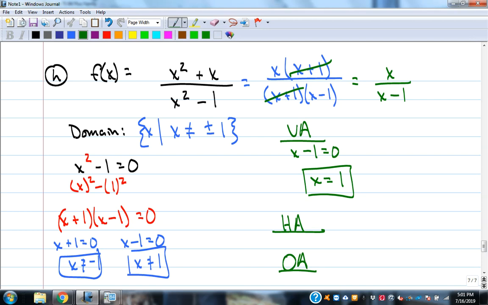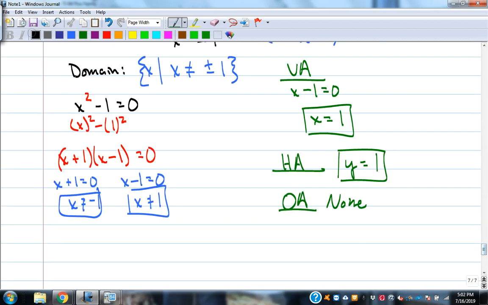So this one, the degrees are the same. There's no way that there's an oblique. It has to be a horizontal, and because they're the same, it's the ratio of the leading coefficients, which are 1 and 1 in this case. Y equals 1 over 1, which is 1. And so we have a horizontal asymptote at y equals 1, a vertical asymptote at x equals 1, and no oblique asymptotes.